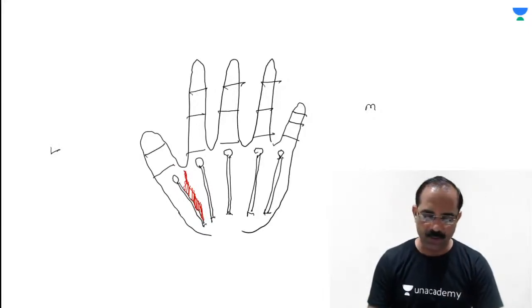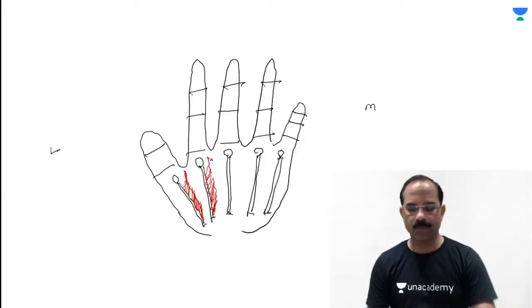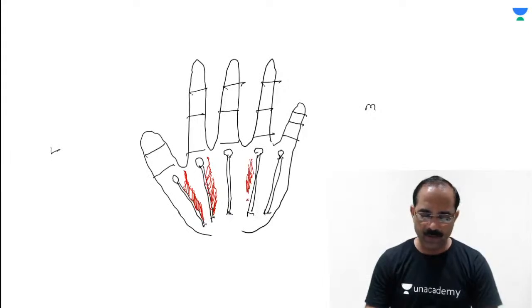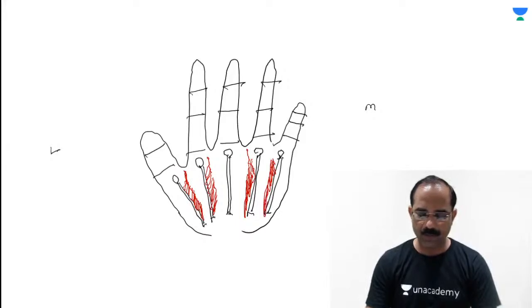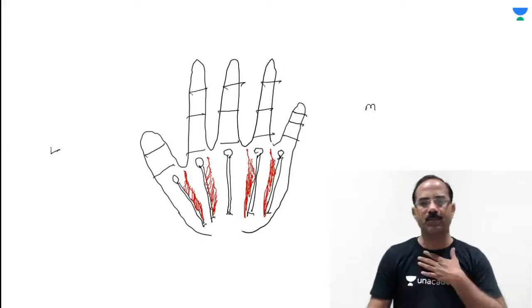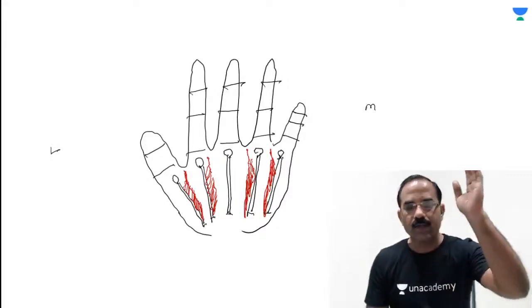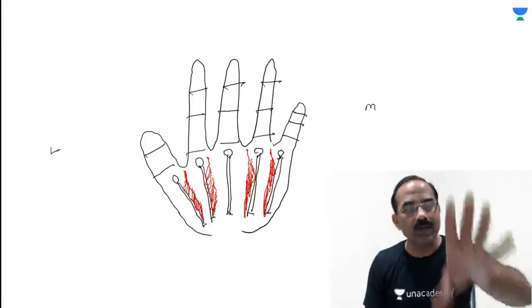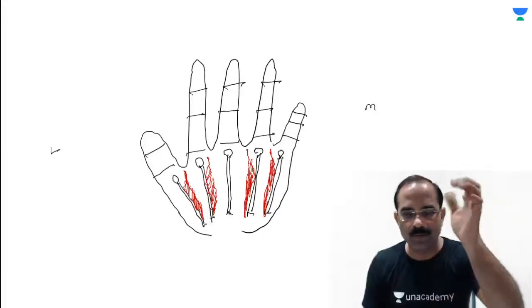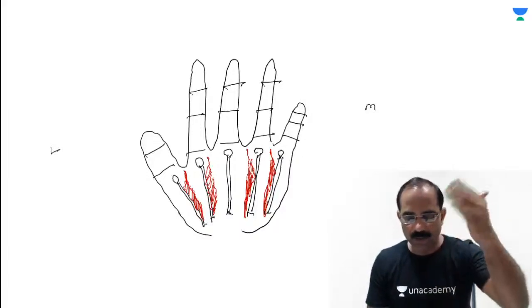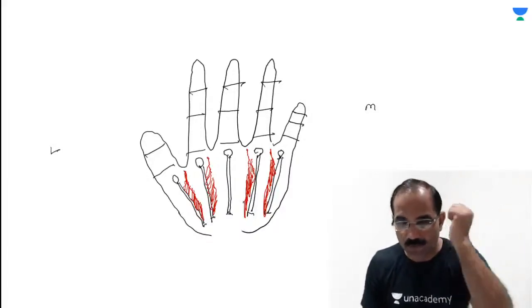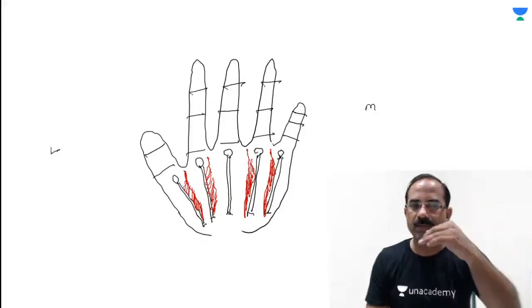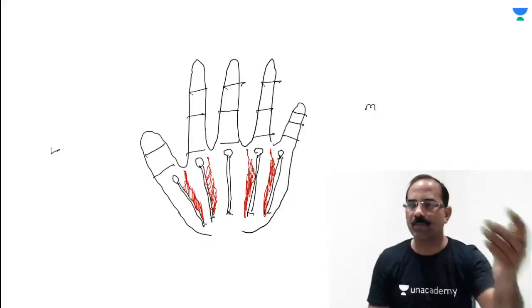the first metacarpal bone. The second palmar interosseous arises from the medial aspect of the second metacarpal bone. The third palmar interosseous arises from the lateral aspect of the fourth, and the fourth palmar interosseous arises from the lateral aspect of the fifth metacarpal bone. There is no palmar interosseous on the third metacarpal bone. Remember, the third palmar interosseous arises from the lateral aspect of the fourth, and the fourth from the lateral aspect of the fifth metacarpal bone.